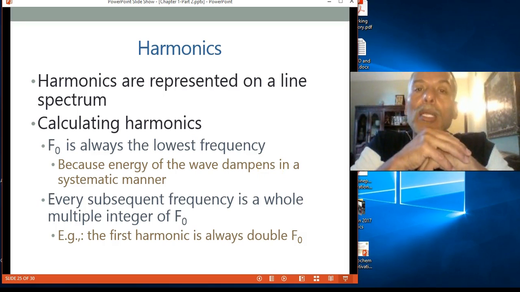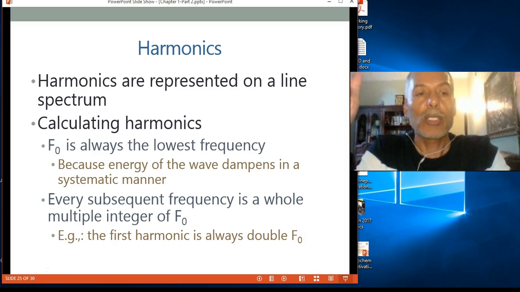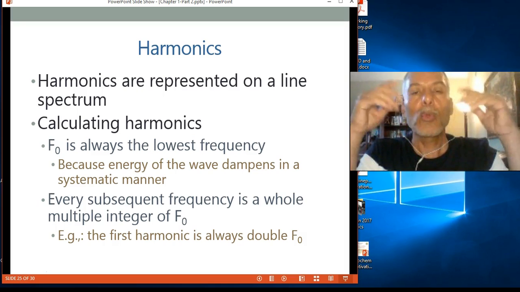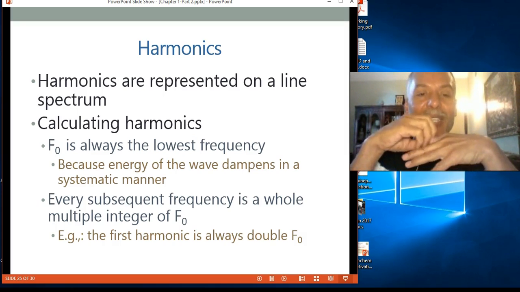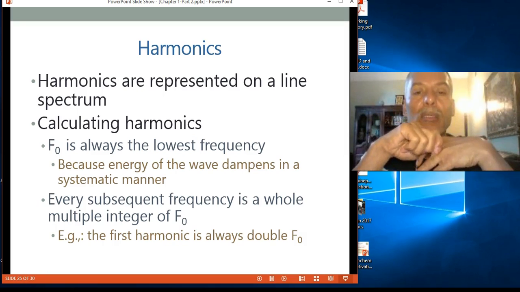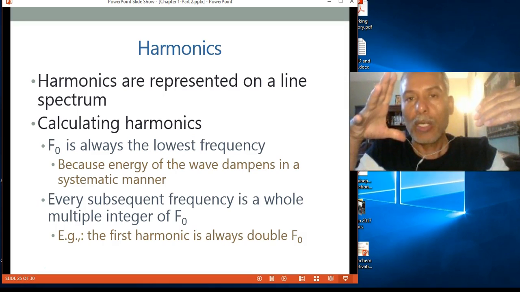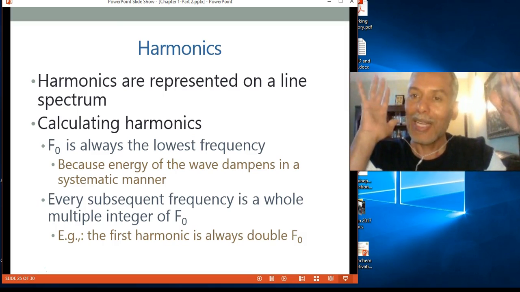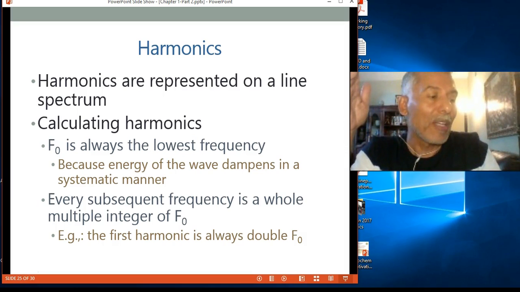Harmonics are represented on a line spectrum. A line spectrum is a graph that shows us how harmonics work, and we need to learn how to calculate harmonics. The fundamental frequency is always the lowest frequency in a harmonic series, because that is the energy we put into the vibration the first time. We can't add more afterwards. We just make the vibration, set it and let it go, and then it continues with the energy that we have given it.